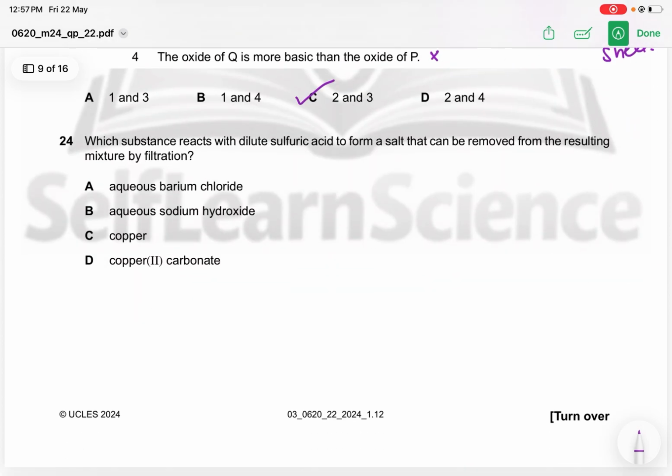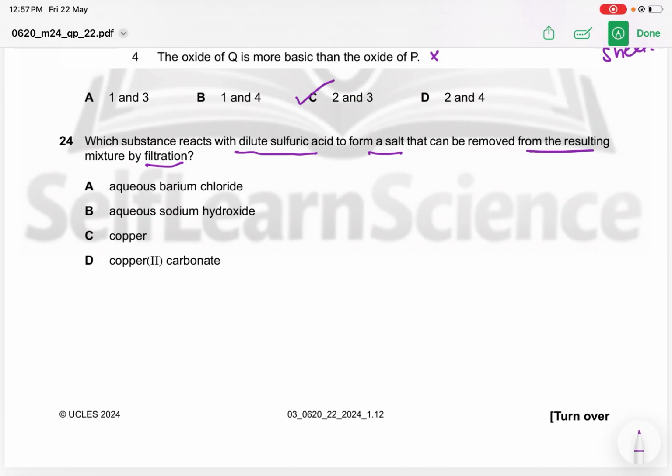24th, which substance reacts with dilute sulfuric acid to form a salt that can be removed from the resulting mixture by filtration? Okay, so they have asked which substance will react with dilute sulfuric acid to form a salt which is removed by the filtration method. Now, here they have given the options: barium chloride, aqueous sodium hydroxide, copper, and copper carbonate.